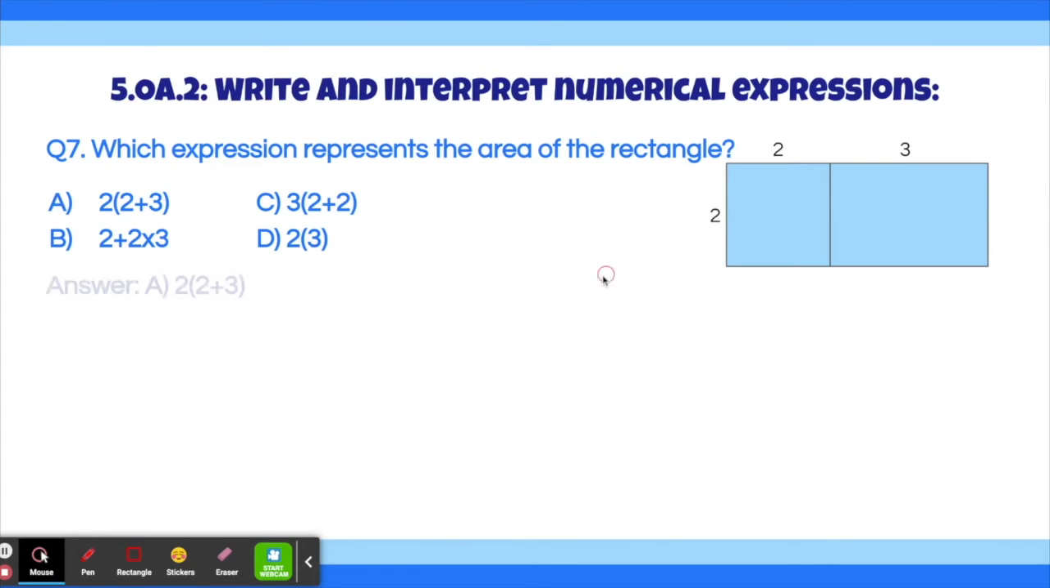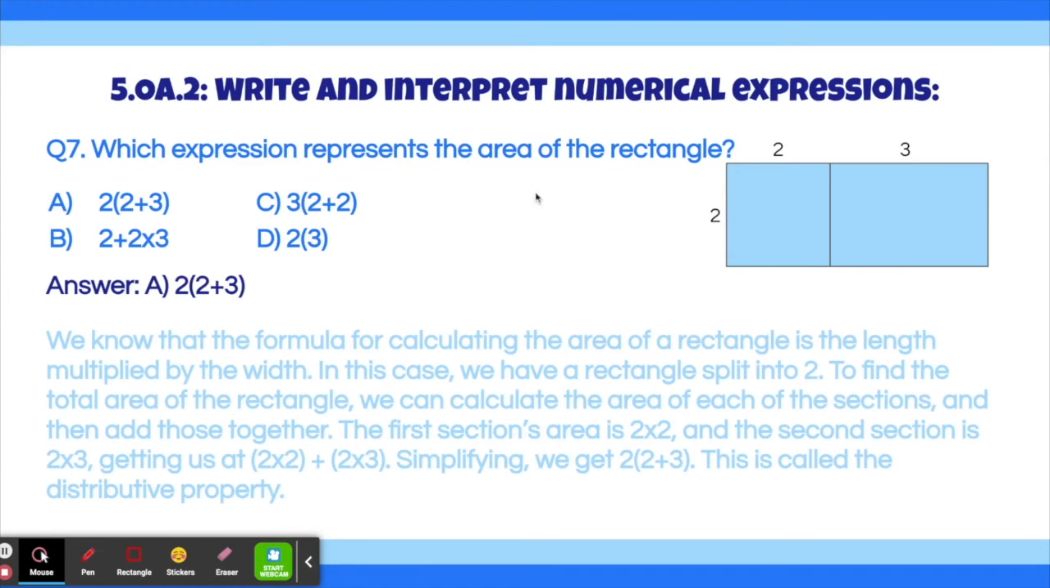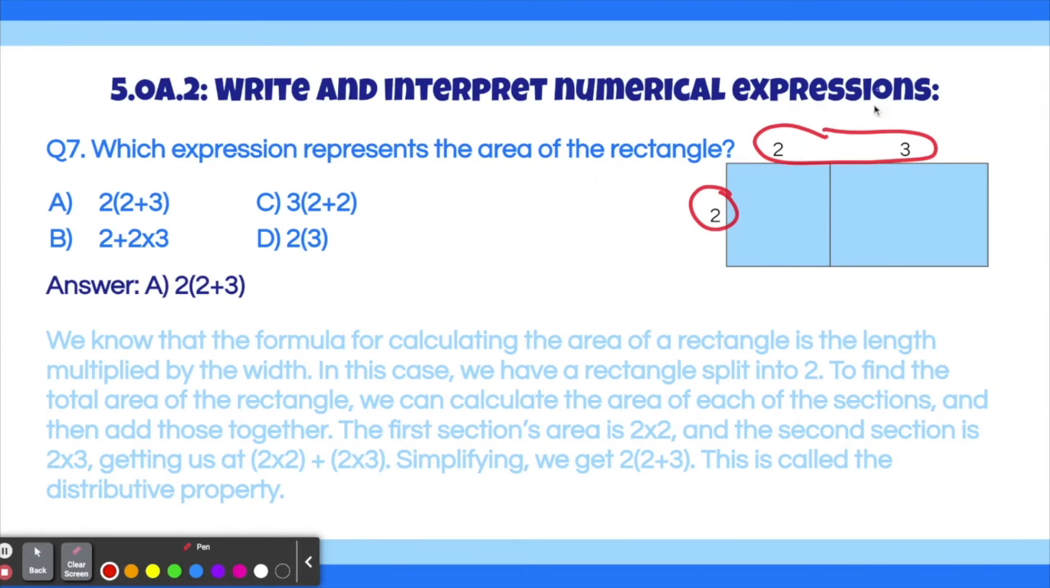Okay, so the answer to this problem is A, 2 times (2 plus 3). We know that the formula for calculating the area of a rectangle is length multiplied by width, right? And this is the length of our rectangle, and this is the width. So we have the length as 2 plus 3, and we have the width as 2.